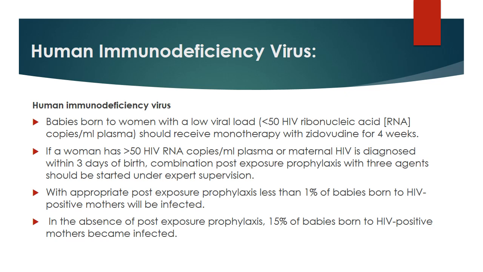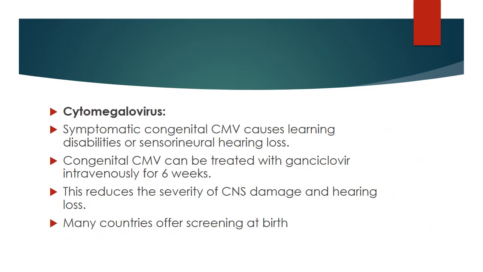With appropriate post-exposure prophylaxis, less than 1% of babies born to HIV-positive mothers will be infected. In the absence of post-exposure prophylaxis, 15% of babies born to HIV-positive mothers become infected. Now cytomegalovirus: symptomatic congenital CMV causes learning disabilities or sensorineural hearing loss. Congenital CMV can be treated with ganciclovir intravenously for 6 weeks. This reduces the severity of CNS damage and hearing loss. Many countries offer screening at birth.